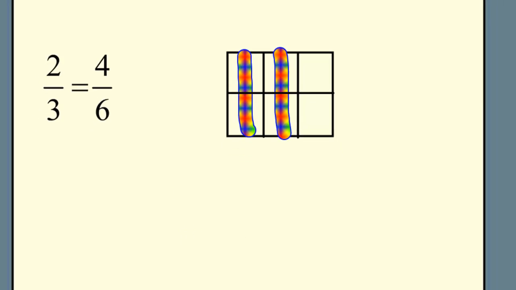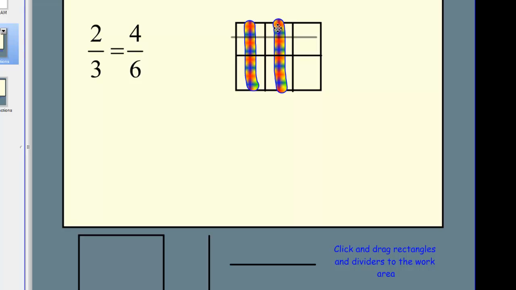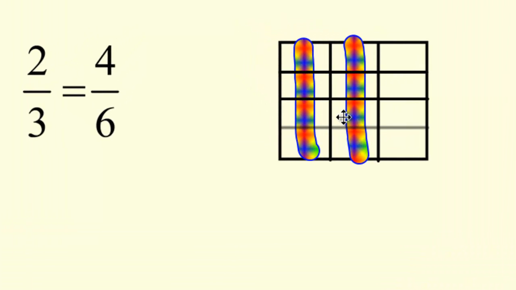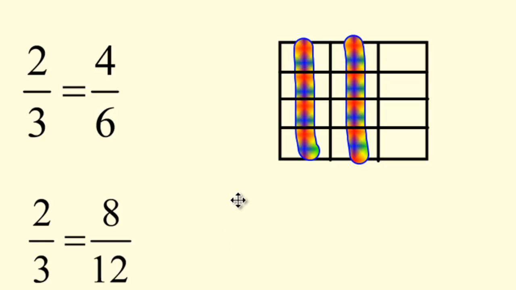Let's put up some more dividers. Let me grab my horizontal divider this time and put one there, and I'll put another one down here. Now you might notice we've divided the original whole into 12 parts. We could count them: 3, 6, 9, 12. Of those, how many are colored? 8. So now we could say that 2/3 is equivalent to 8/12.